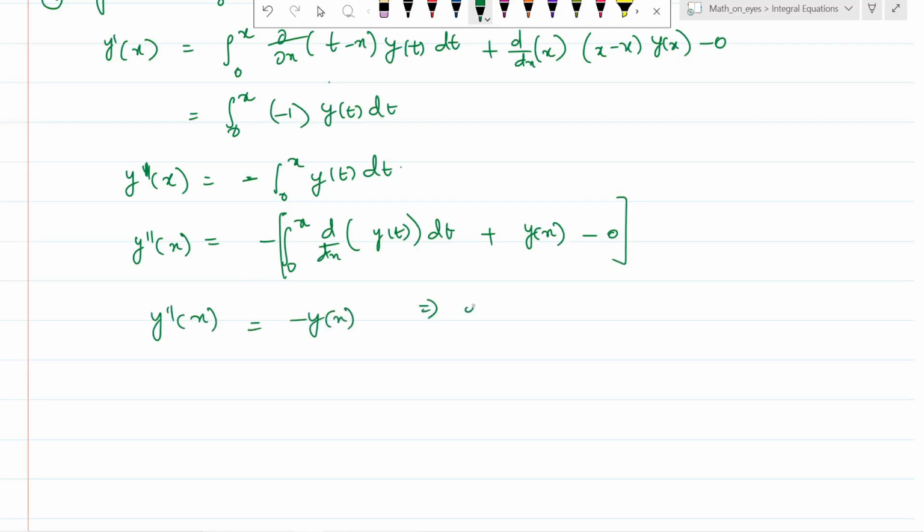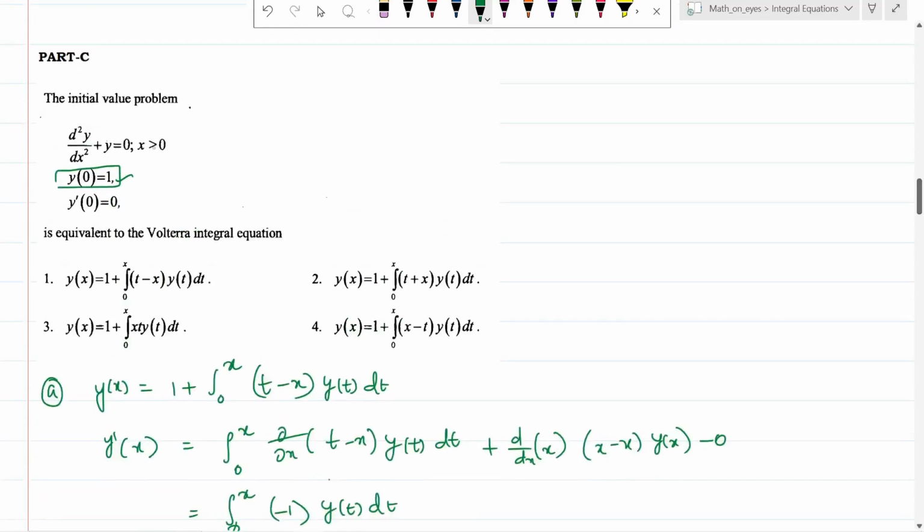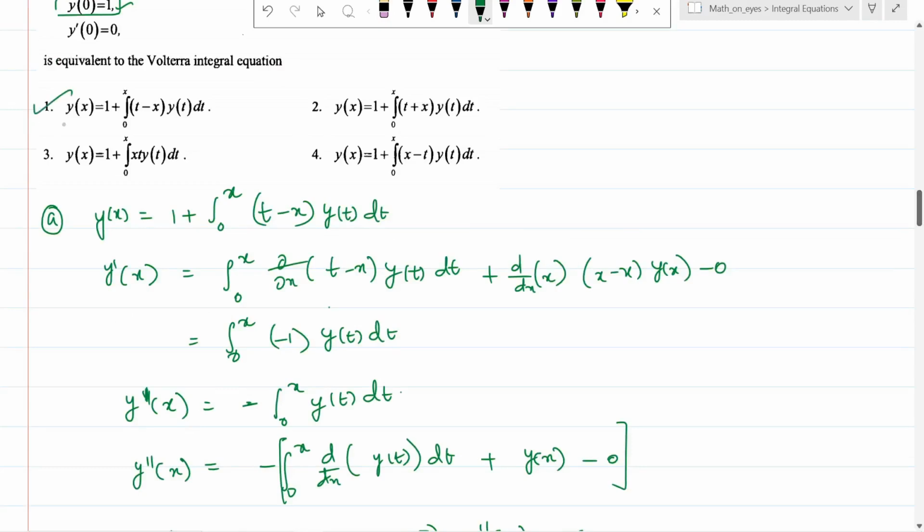So we get y''(x) plus y(x) is equal to 0. Now we need to verify whether it is the given. Yes, it is the given question. So it is the given initial value problem, y'' plus y is equal to 0. So option A satisfies. So option A is correct.